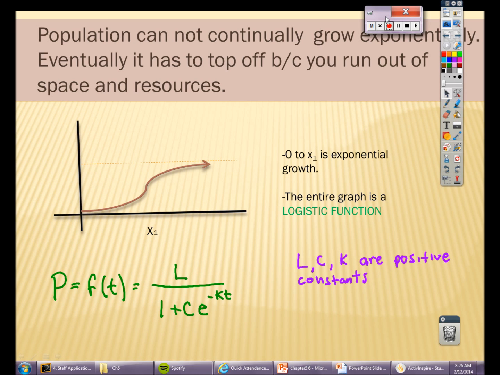Here's the formula for a logistic function. P equals f of t, and then you have L over 1 plus C e raised to the negative kt, where L, C, and k are your positive constants. Each of those items, I shouldn't use the word variable because they don't vary, are going to have a different impact on the curvature of the logistic function. Let me go through each of those properties.